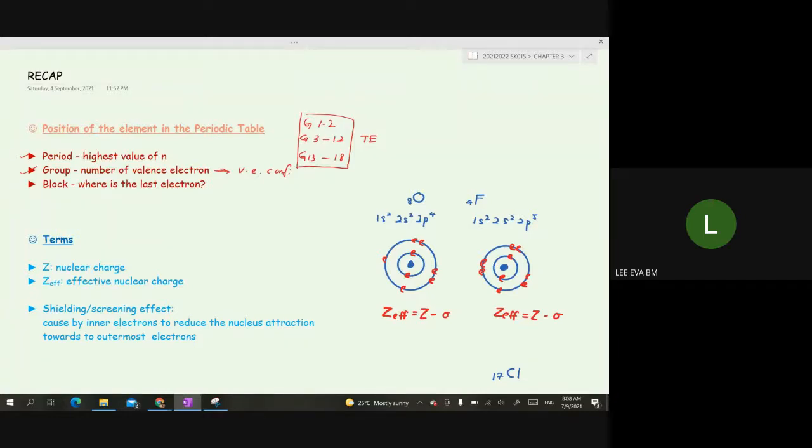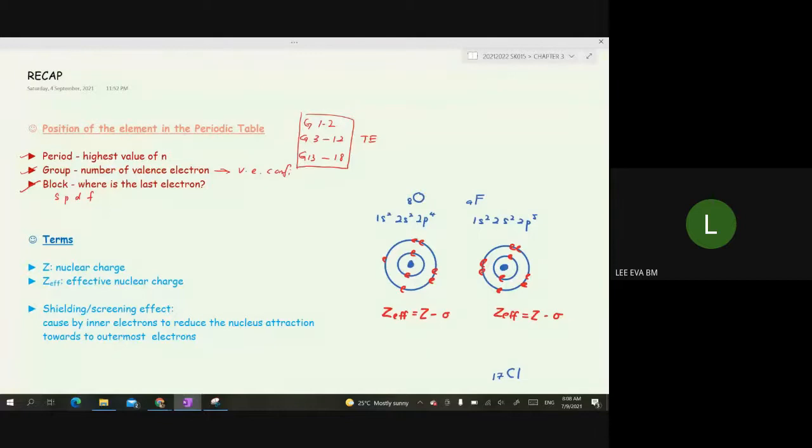Then you have to use your knowledge to identify the block. The main blocks here are divided into the s, p, d, f blocks. So it depends on where your last electron is located. If your last electron is located inside the p subshell, then it will be from p block. If your last electron is in the d subshell, then it will be from d block.